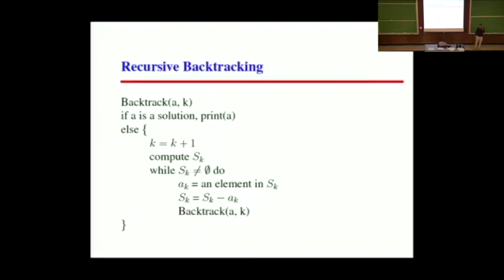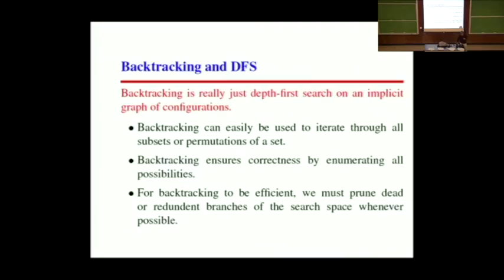Depth first search doesn't miss a vertex if there's a way of reaching it, right? So really what Backtrack is doing, on a conceptual level, is just doing depth first search on an implicit graph of configurations. By implicit, I mean I haven't given you the adjacency list of it. But if you picture every distinct value of A and k as representing a vertex, you can imagine that there's a directed edge from this one to this one.